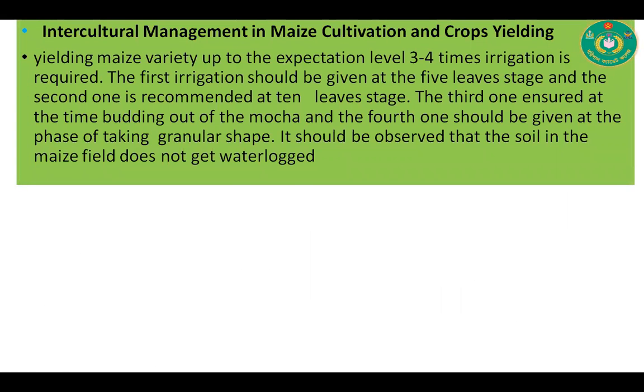Intercultural management in maize cultivation and crop yielding. To yield maize up to the expected level, 3 to 4 irrigations are required. The first irrigation should be given at the 5 leaves stage, and the second is recommended at the 10 leaves stage. The third is ensured at the time of budding out of the mosa, and the fourth should be given at the phase of taking grain shape. It should be observed that the soil in the maize field does not get waterlogged.